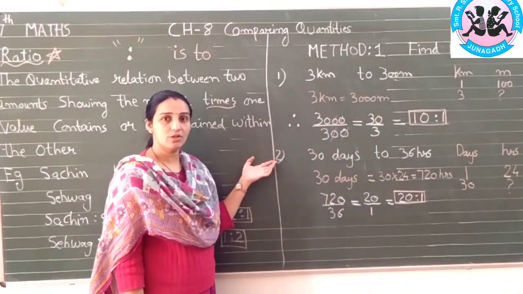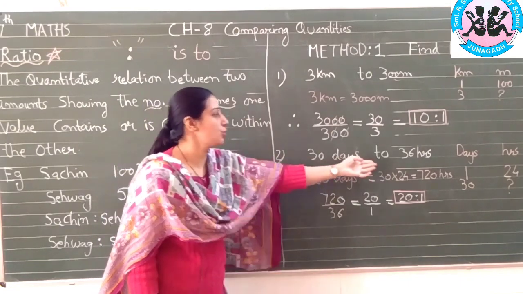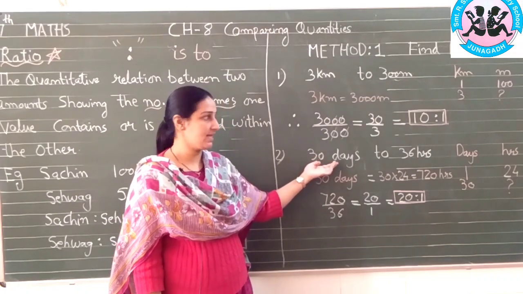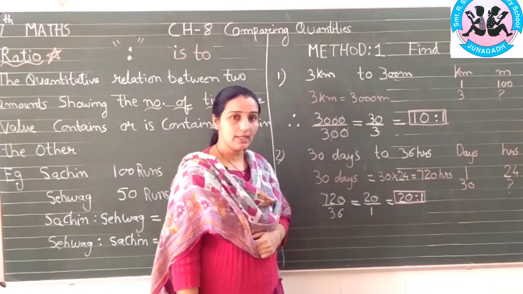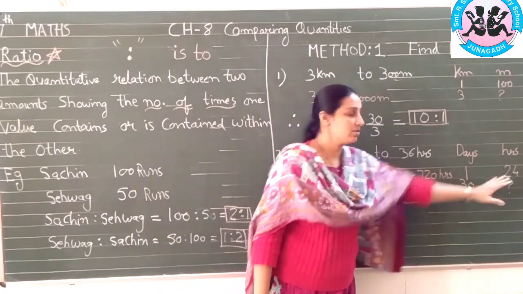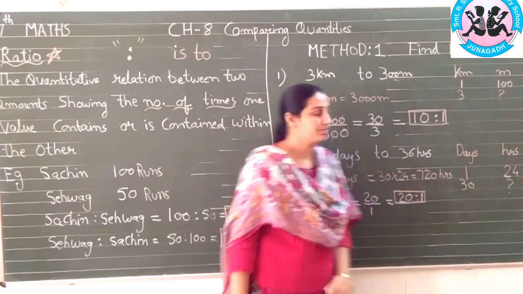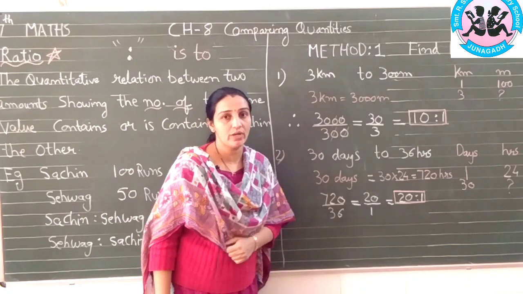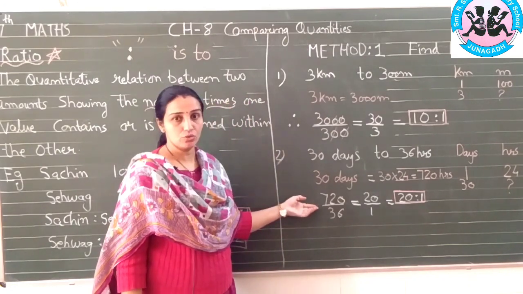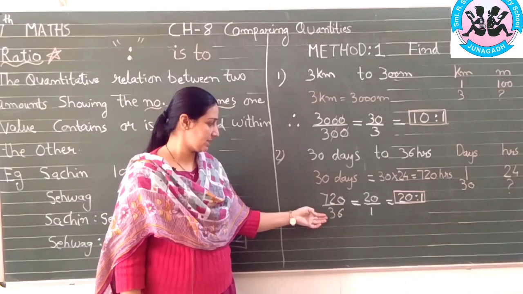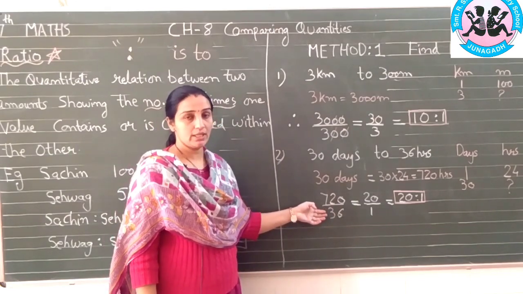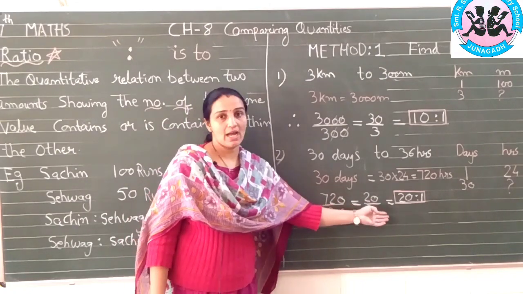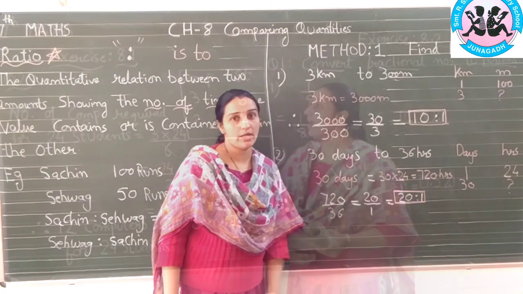Second example for the same is 30 days to 36 hours. So here also first we will convert these days to hours. One day is equal to 24 hours, then 30 days is how much? 30 days is equal to 30 into 24, which will give you 720 hours. Then you will find the ratio 720 upon 36. When you divide 720 by 36, you will get the answer 20 upon 1. So my answer is 20:1.